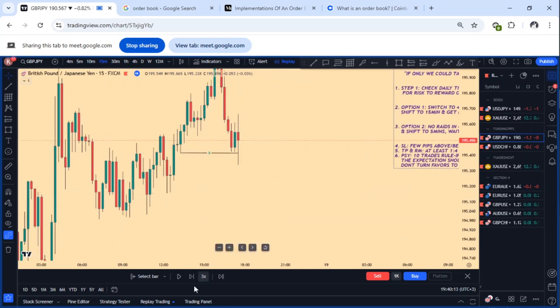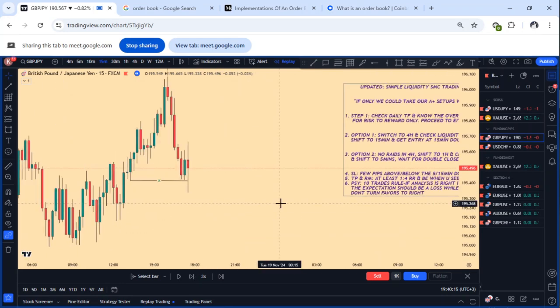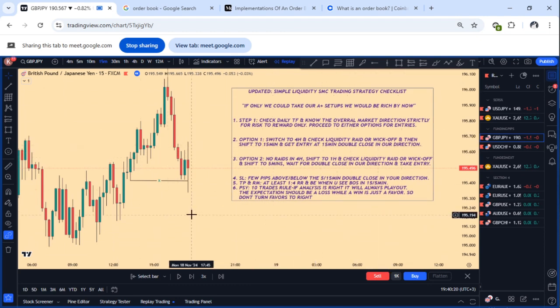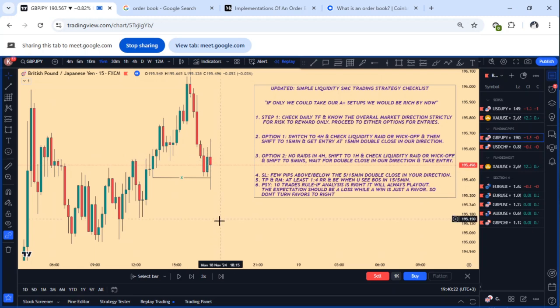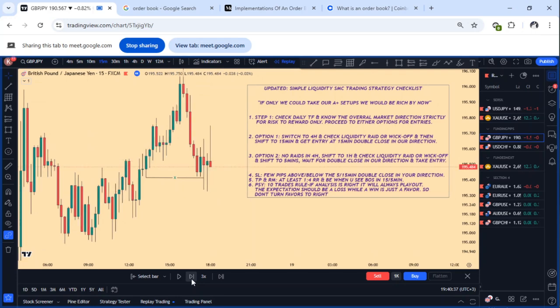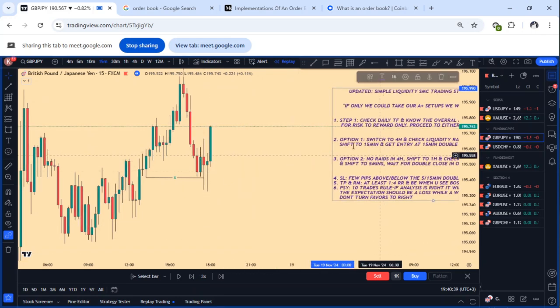So we go again, and we're still on the time frame. We check for a 15 minutes double close in our direction. So far we only have one close, and it was before the liquidity raid or wick. So we start waiting for 15 minutes to close in our direction. Not yet. That is the first one, and that is the second one. That confirms this was just a liquidity raid, and therefore this is now the entry.